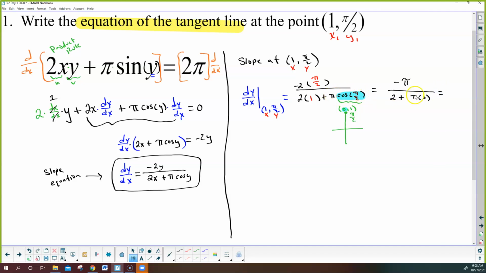So pi times 0 is 0. 2 times 1 is 2. My final answer for the slope is right there. Negative pi over 2.